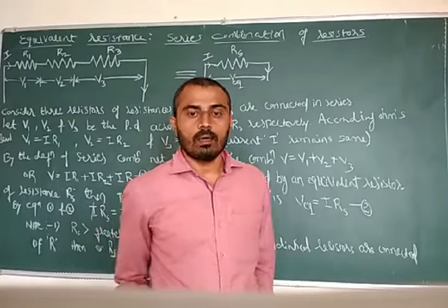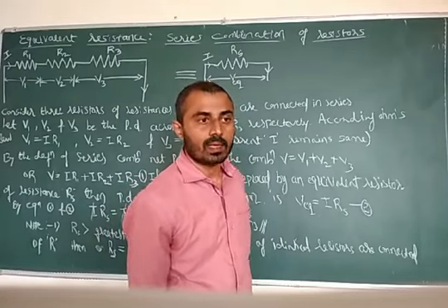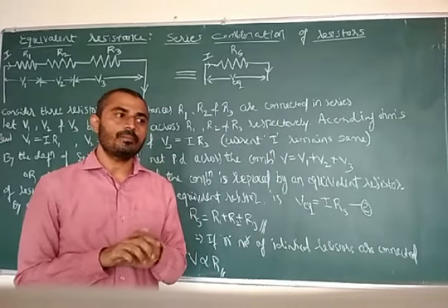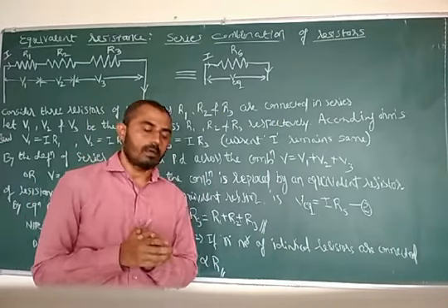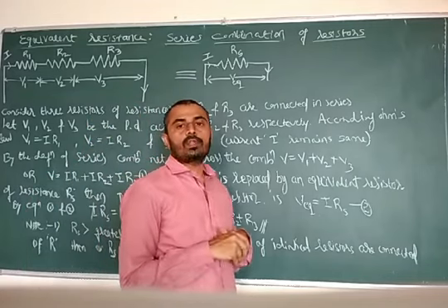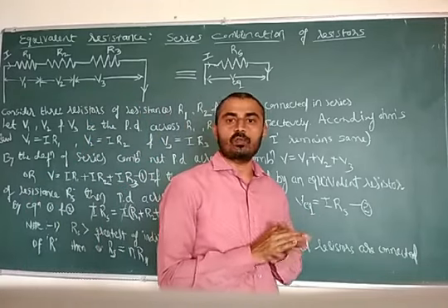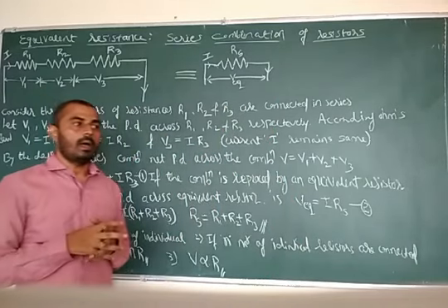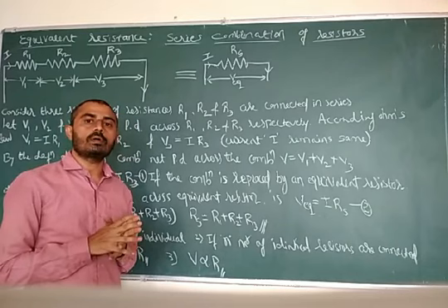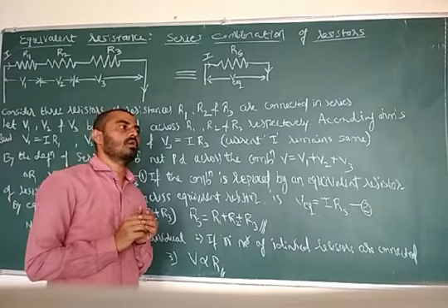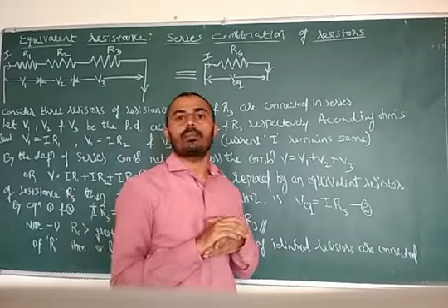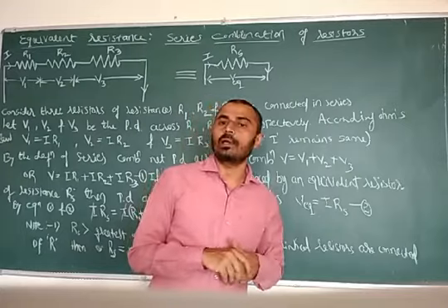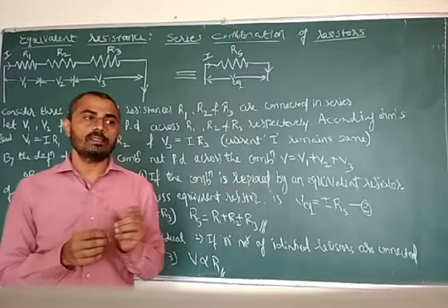Students, we were discussing the color code method, how small carbon composition resistors can be valued with the proper resistance value by using color stripes or color bands. I already told you why those small carbon composition resistors are used in the fabrication of circuits: because of their low cost, durability, and small size.